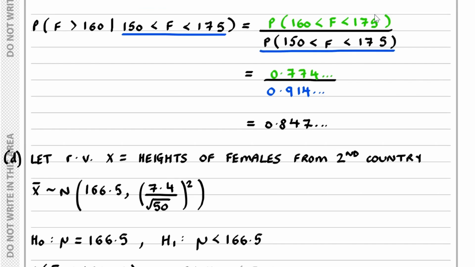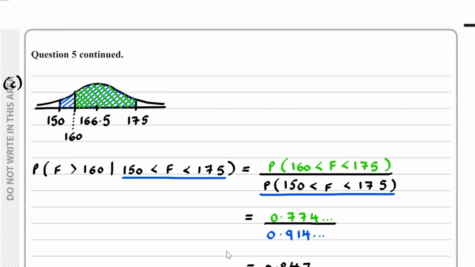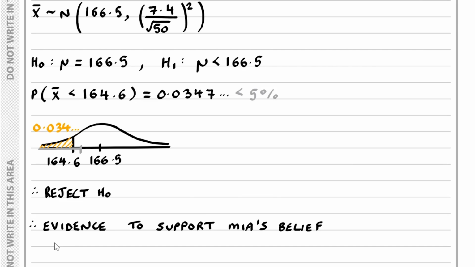Remember, in the question, we are testing at a 5% level of significance. And so 5% would be up to here somewhere, so this here is 5%. We are in the region where we reject H0. So we reject H0, and so there is evidence to support Mia's belief.